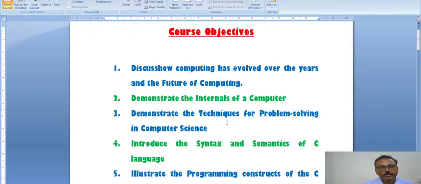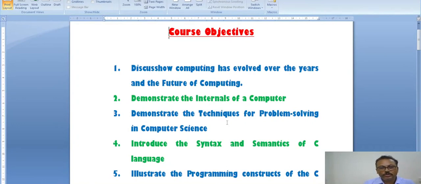So probably you will not be using these types of displays, screens, etc. They will not be there. Maybe you will be wearing something like a spectacle, and everything will be displayed in front of you, in the air. You can operate. Things are not far. They are going to happen in another 10 years. So we discuss in what direction we are going to move, and you demonstrate the internals of a computer.